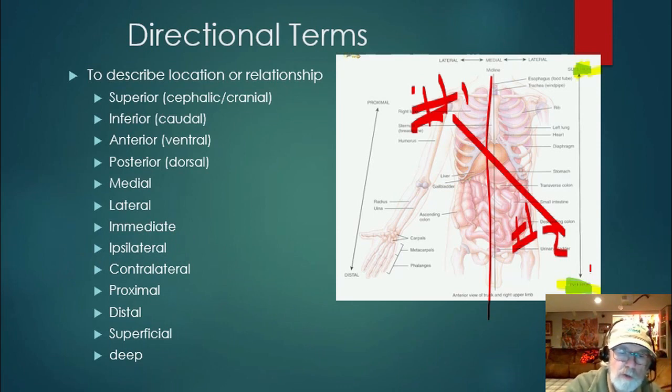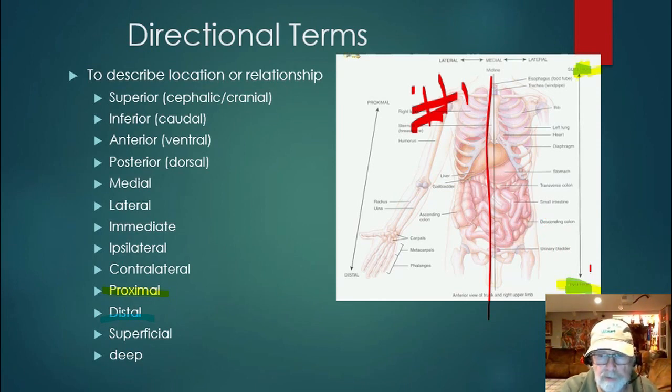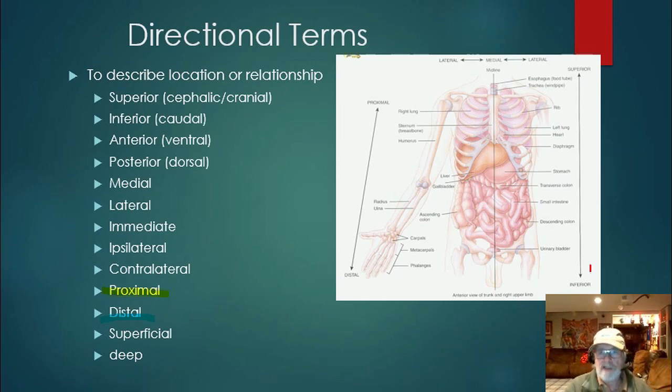And those two are also paired. The next two are also paired. Proximal and distal. Now, these sometimes get people a little screwed up in the brain. Okay? And I'll explain to you why that happens. Because they sometimes will confuse medial and lateral with proximal and distal, and it's not like that at all. Okay, let's look at this extremity here.